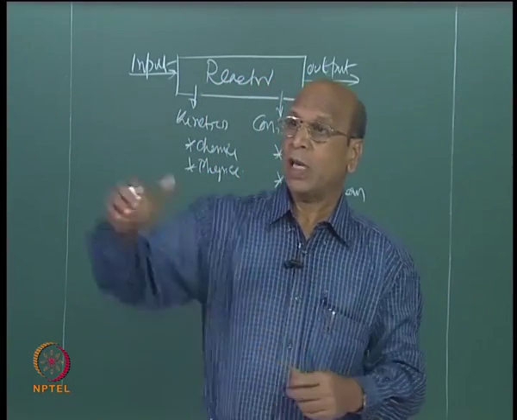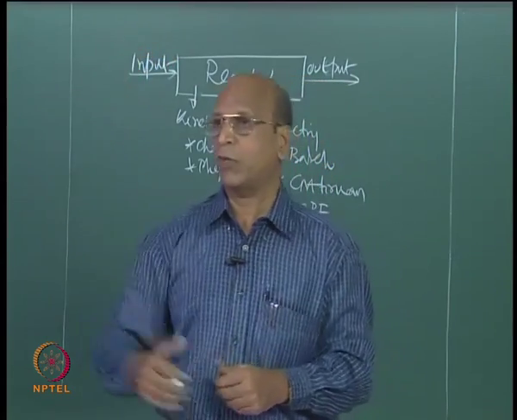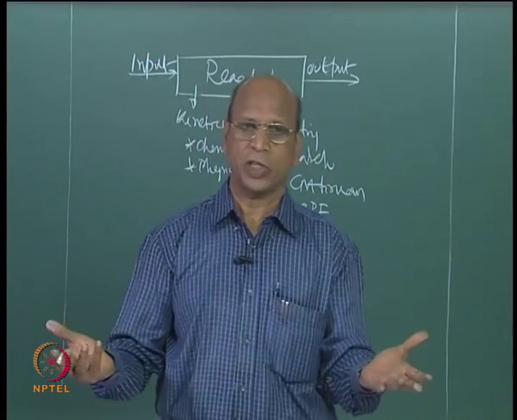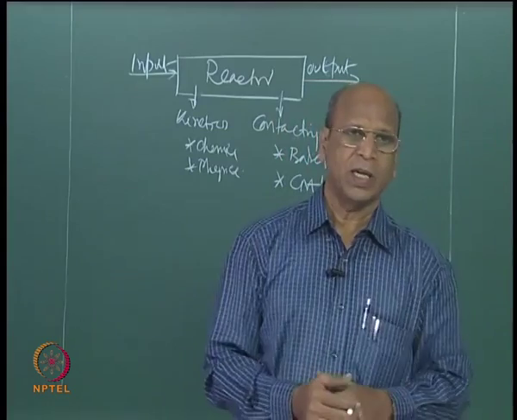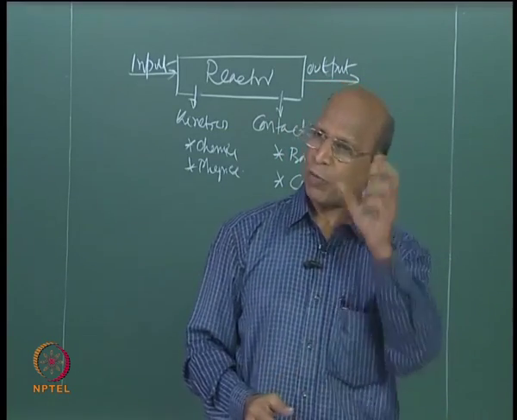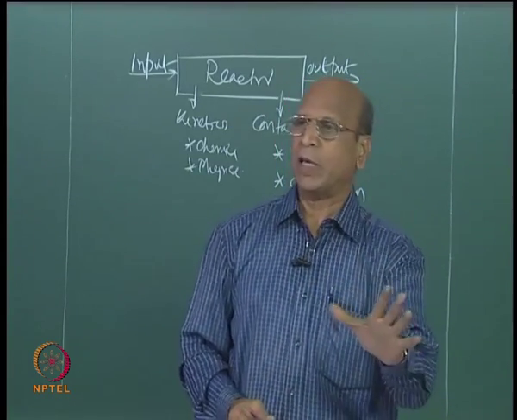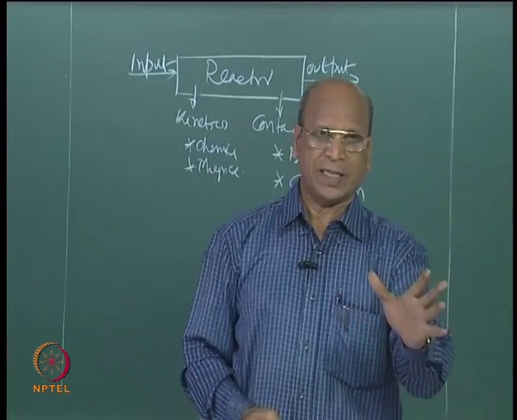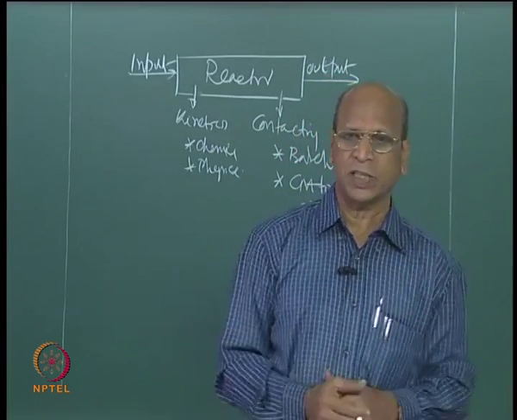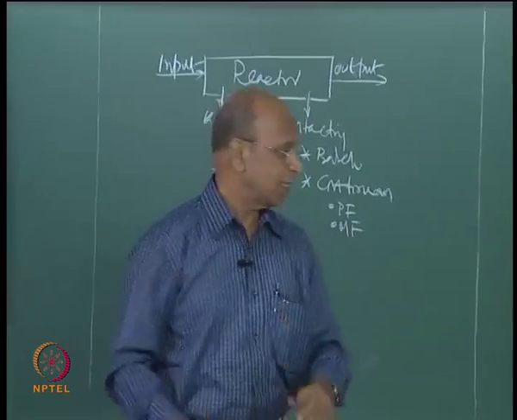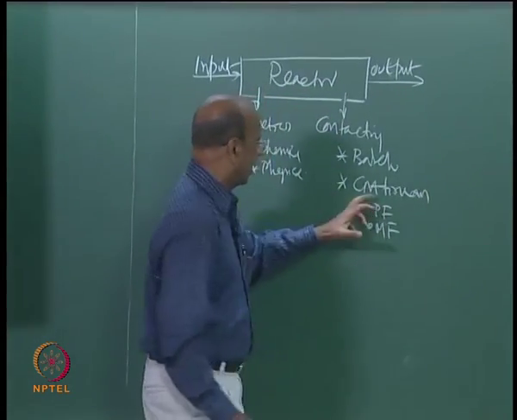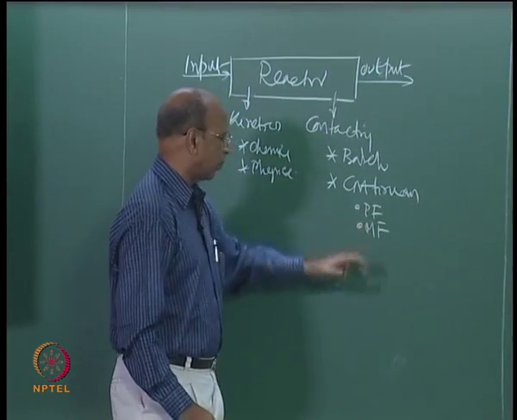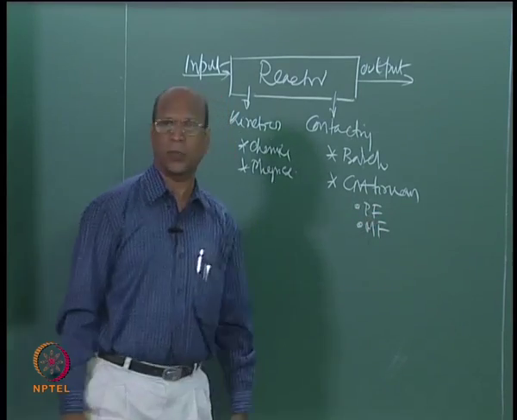But if you want to produce, let us say, 10,000 tons per day, definitely there is no choice, no batch, you have to go only for continuous. If you are going for only 1 ton, again definitely you go only for batch. There is no point in designing a continuous system for that. So, these are the things. Then we have also discussed that in continuous we have two choices, plug flow and mixed flow.